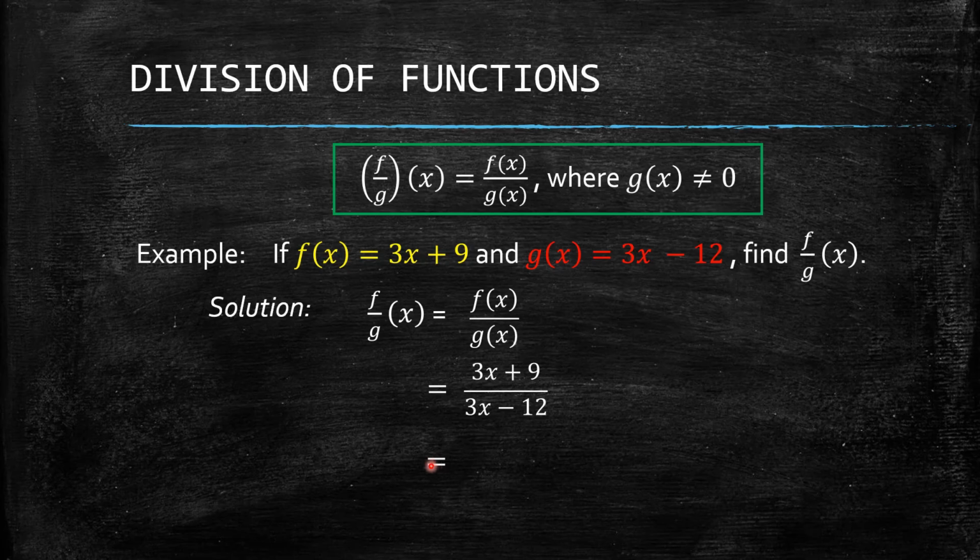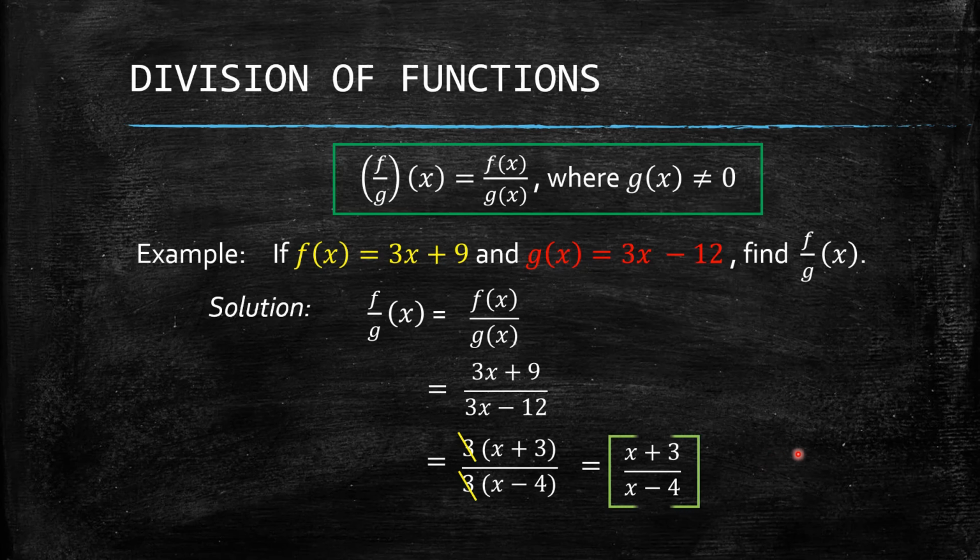Next is to factor the given. So we have the 3x plus 9. It can be factored as 3 times x plus 3. So 3 times x is 3x. 3 times 3 is 9. So for the denominator, 3x minus 12, it can be factored as 3 times x minus 4. Next, we can cancel the 3. So what is left is x plus 3 divided by x minus 4. And that will be our final answer.